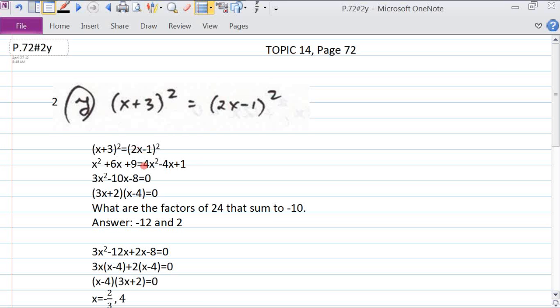First times first is 4x squared. Last times last is plus 1. The middle term, the inner is minus 2x, and the outer is minus 2x, so we get minus 4x.